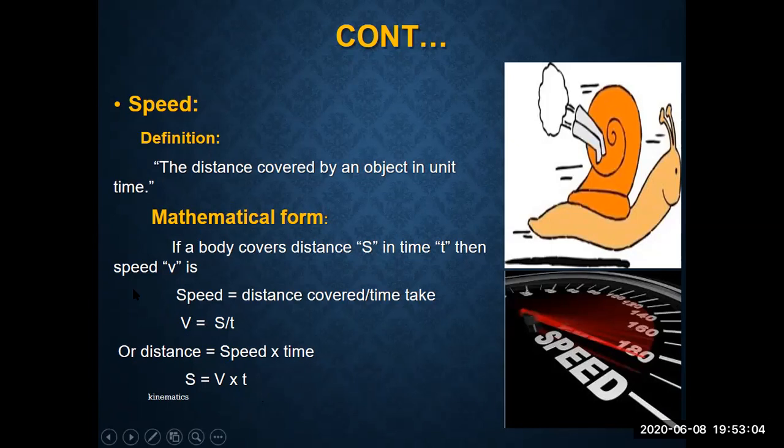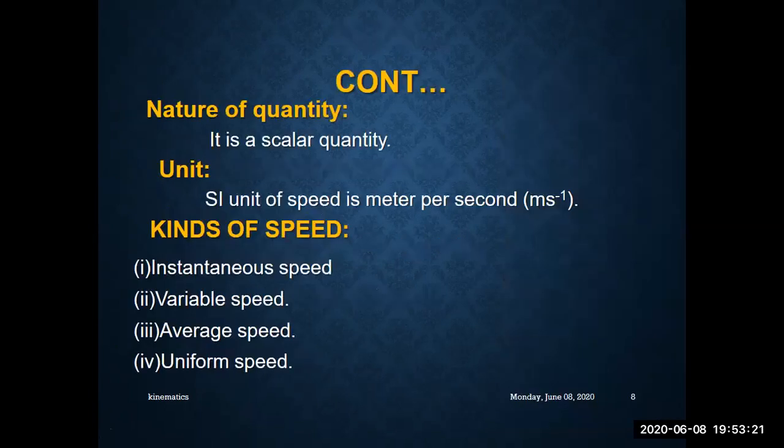When distance is covered in a certain time, you will calculate the speed. So if you are asked to calculate the distance, then you will be told that the speed of the object is so and so, after this time calculate the distance covered. So you will use this formula, s is equal to vt, to calculate the distance moved. Now what's the nature of this quantity speed? Its nature is scalar quantity because it's not having any type of direction.